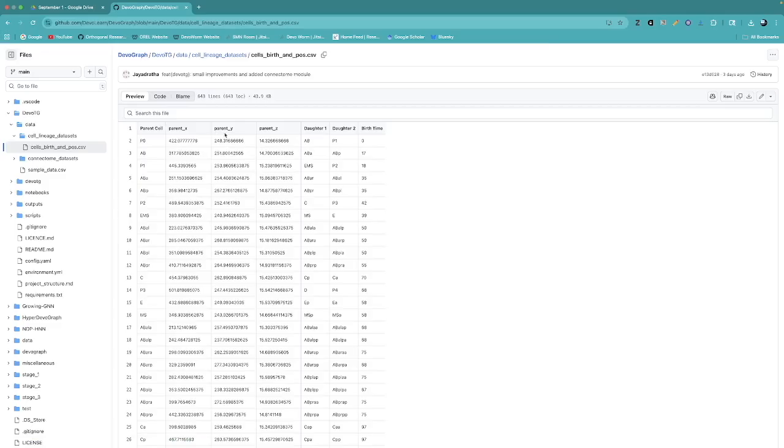So this is a cell lineage data set. We have the parent cell, the daughter cells, as we saw before, on the position with the birth time.